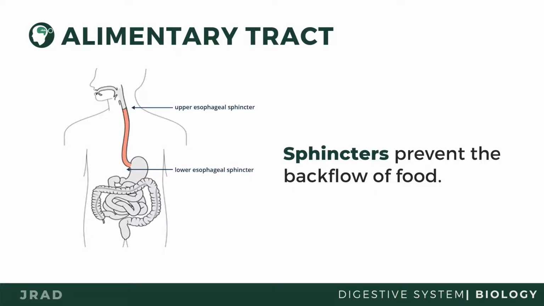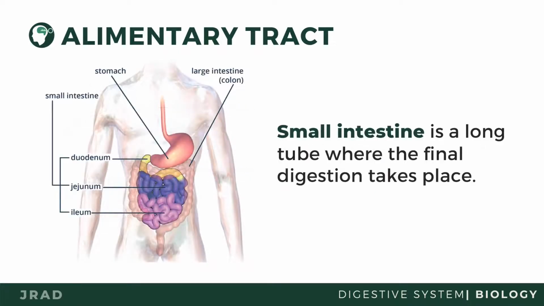The small intestine is the longest organ of the digestive system. It is also considered as the organ that completes the digestion and absorption. It has three main sections known as duodenum, jejunum, and ileum.